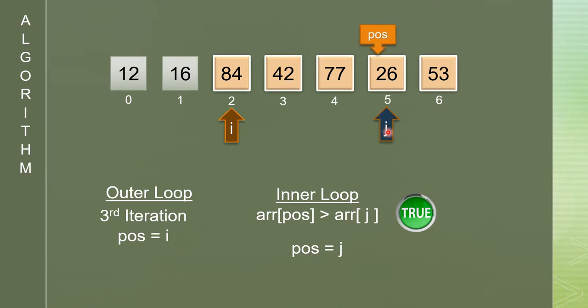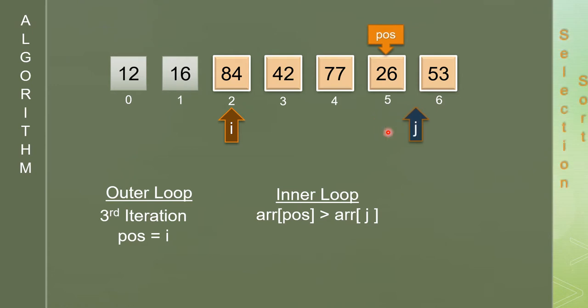So it moves on to 26. So this is the least value. Now we'll move on to the last element and check whether the new position value, 26, is greater than 53. Now it is false. So what happens here is you are already done with the inner loop.